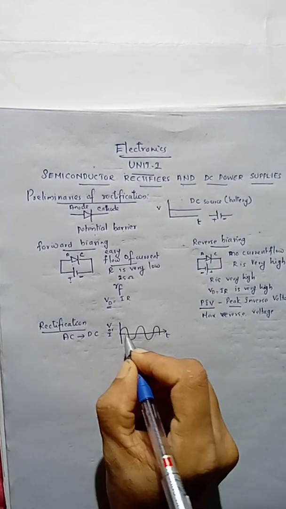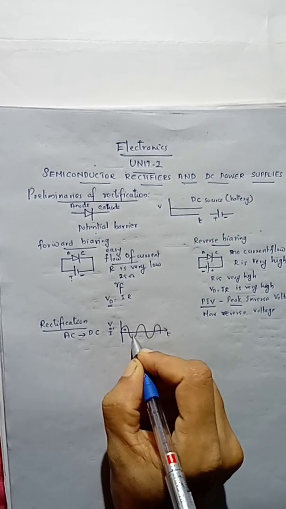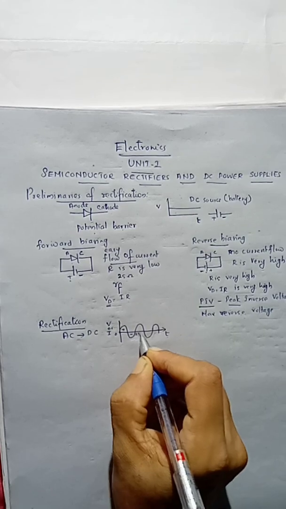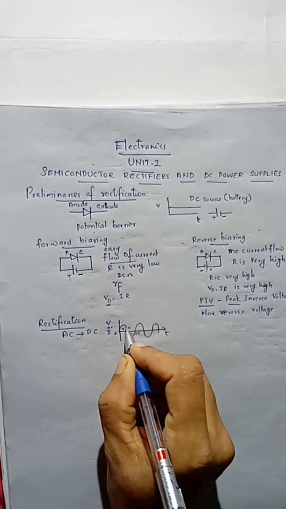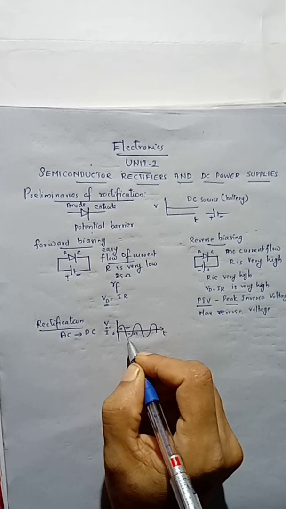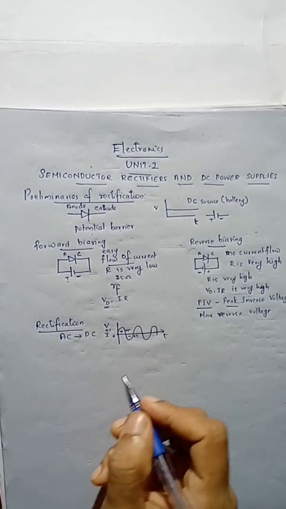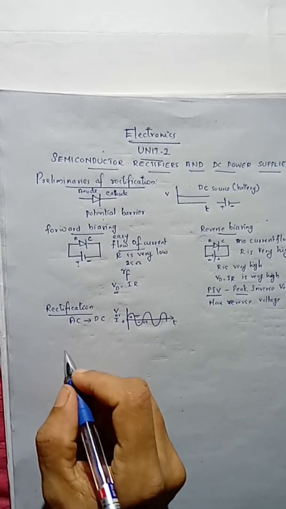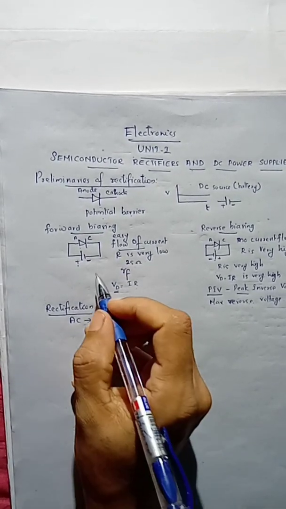Now, this AC voltage contains positive variations and negative variations, and the period of this AC is 2 pi. From 0 to pi, the variation is positive, and from pi to 2 pi, the variation is negative. Now, in order to convert an AC into DC, we can use the property of diode.